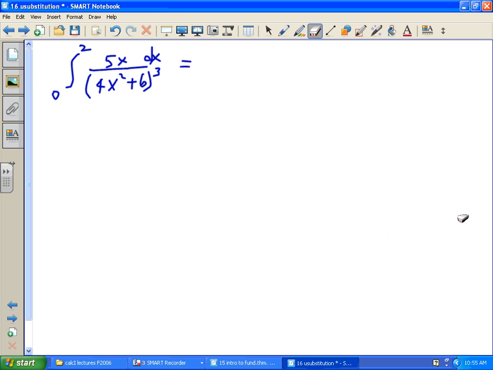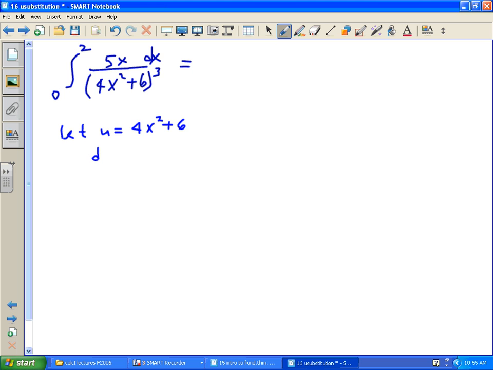Okay, so for this question, I'm going to let u be 4x squared plus 6. And the reason is because I know I can look at it at a glance. The derivative I know is 8x, and there's already an x dx on the top, so I know I'm in good shape. The 5, it doesn't matter. I can take the 5 out. The 8x dx, the 8 doesn't matter. I can always divide by the 8. So just do that quick check to make sure the derivative is already in the integrand up to a constant.